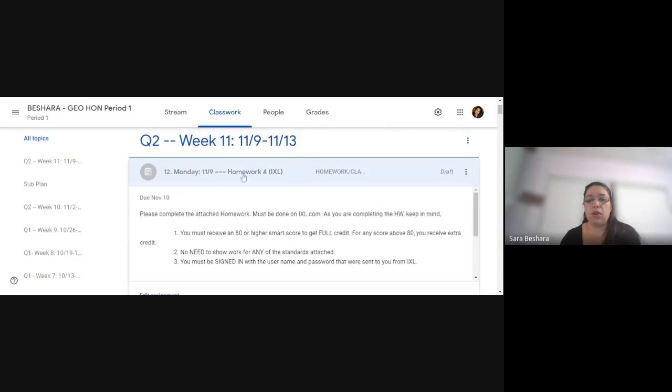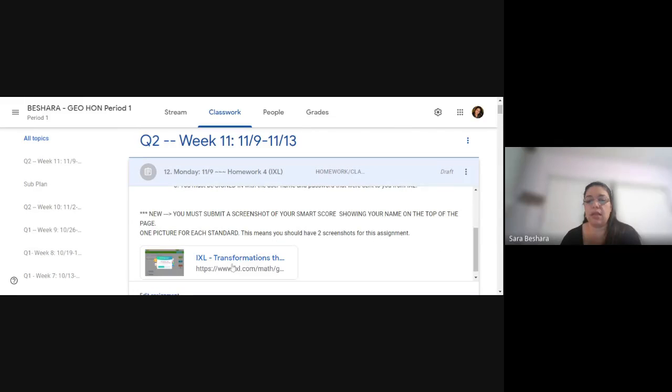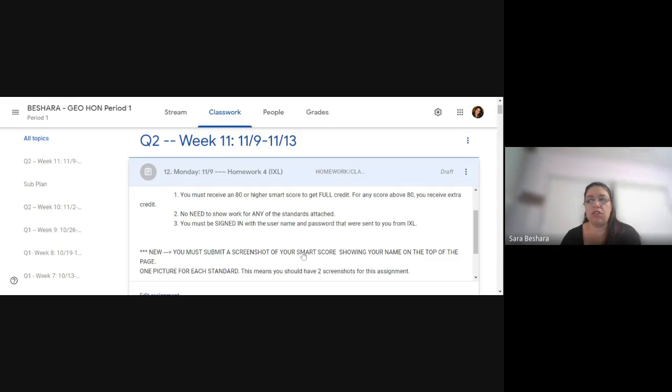The homework that goes along with this will be a skill on IXL on symmetry, and all you need to do is submit a screenshot of your score. You must get an 80% or higher on your score.